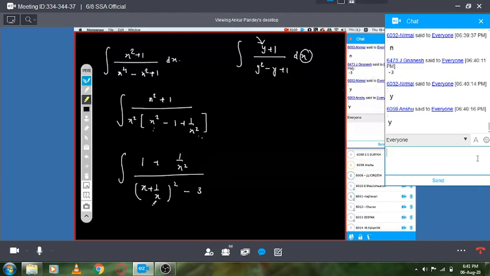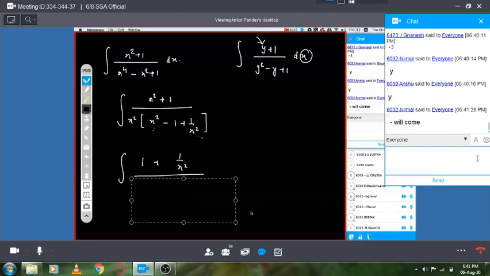Now it's easy, right? Put this as t, you will get a numerator, right or not? Yes or no? Now if I am not getting the numerator, no problem, I can write it the other way also. I have another method.